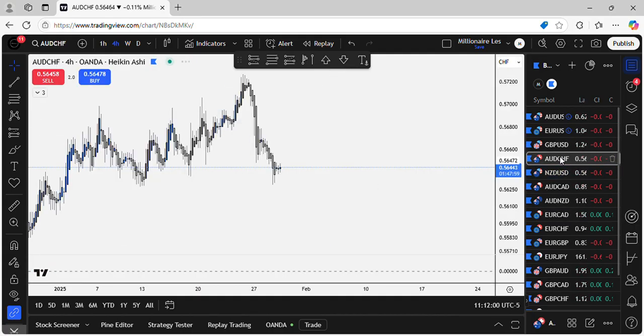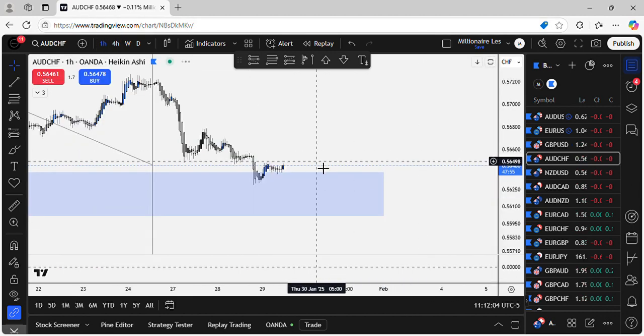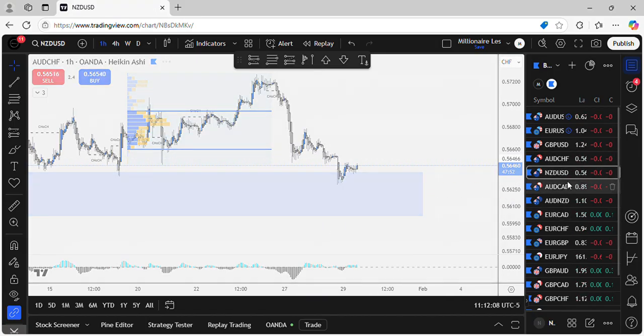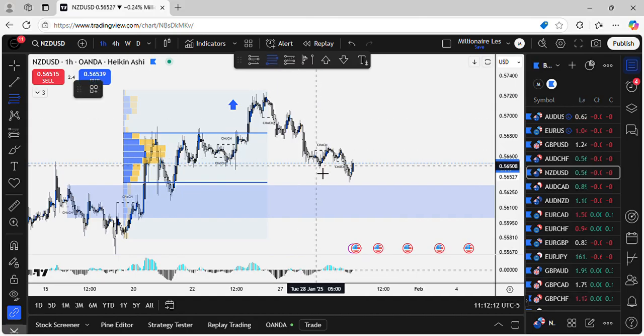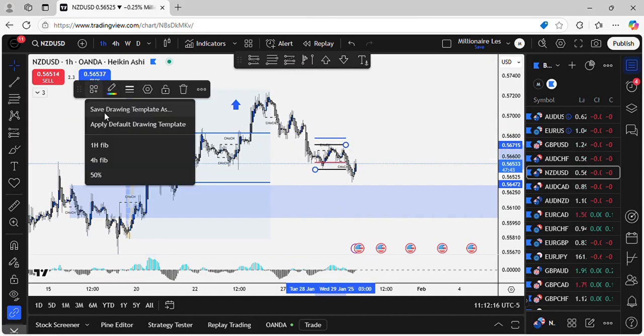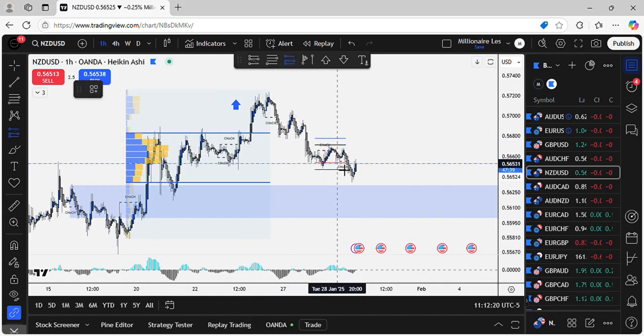Okay, AUDCHF. No bullish change of character. That's cool. NZDUSD. All right, I had the bullish change of character. And it was an L.